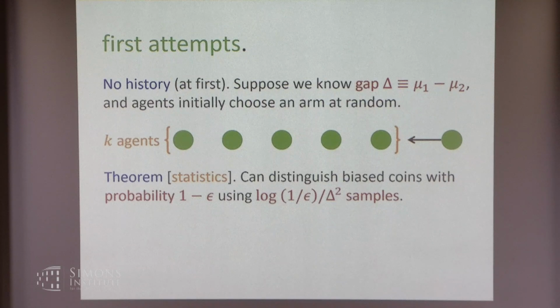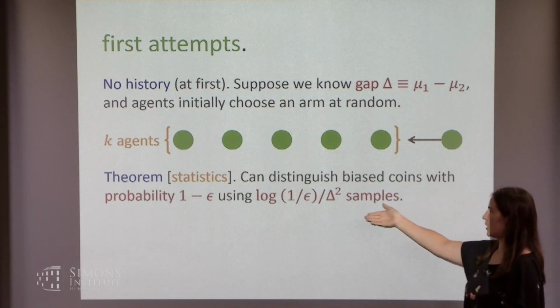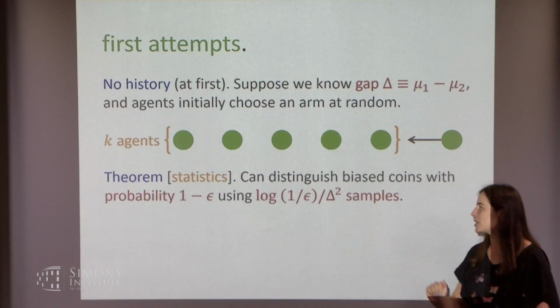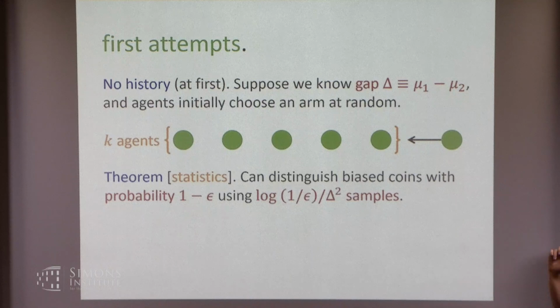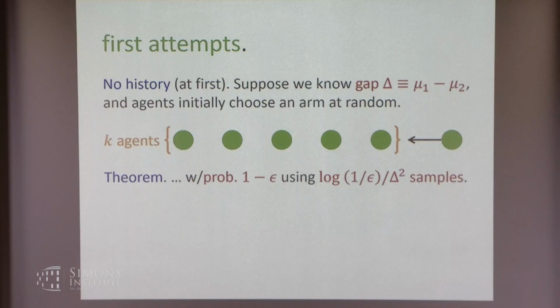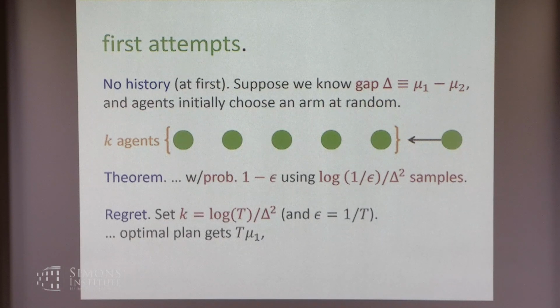There's this theorem in statistics. I have two biased coins. Can I distinguish which one's the better coin? It's not hard to calculate that you can distinguish biased coins with high probability using a low number of samples, which scales like 1 over delta squared when the gap between the bias of the coins is delta. And so using that theorem, we can calculate the regret that you would get from this example.